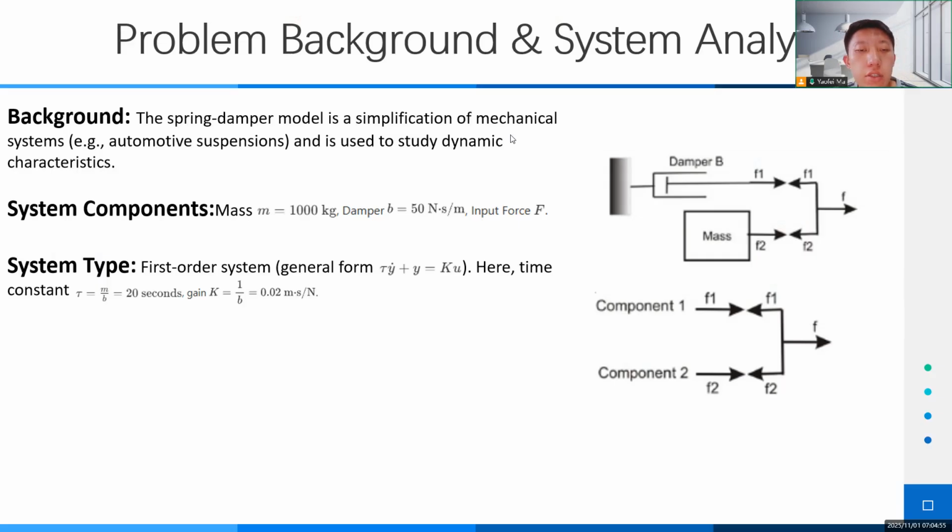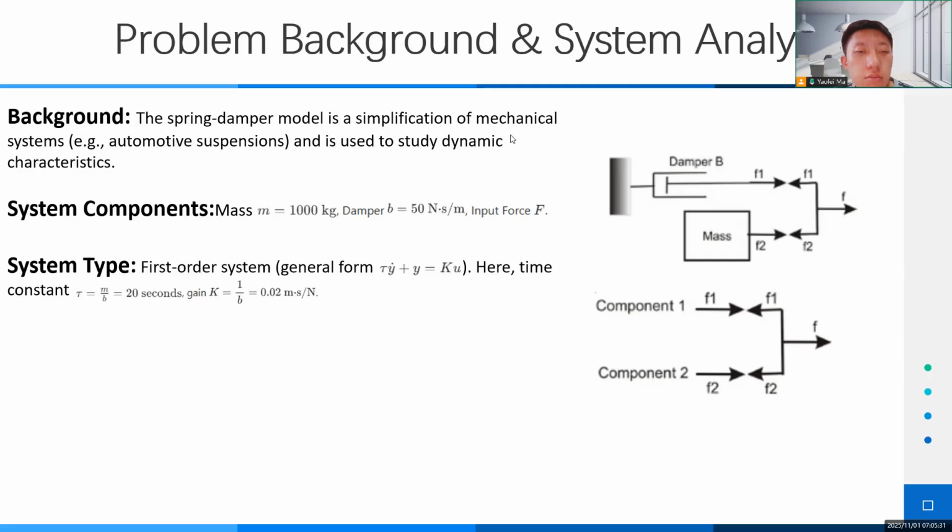The main part here is a mass of 1 kilogram. There's also a damper with a value of 50 N·s/m. A damper helps slow down the mass's movement, like how a shock absorber works in a car. The input to this system is a force. This is what pushes or pulls the mass.